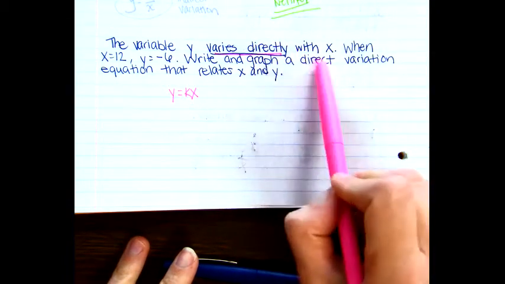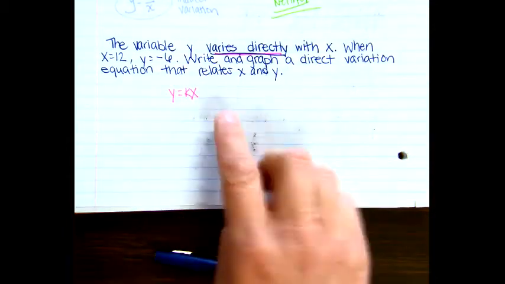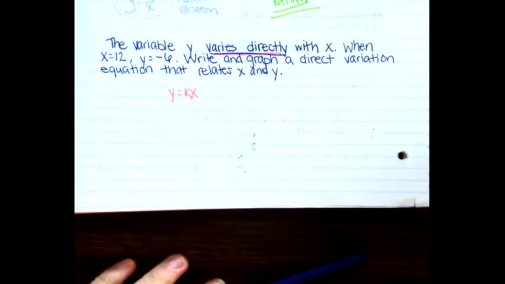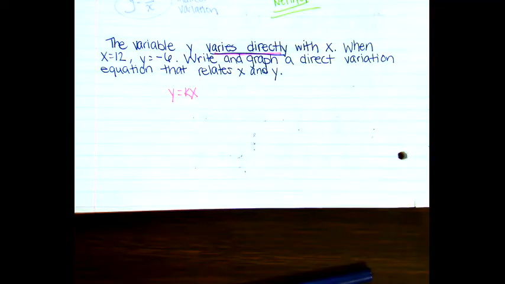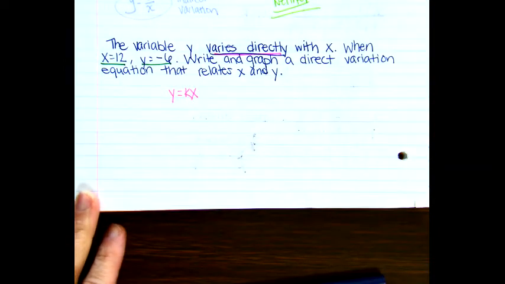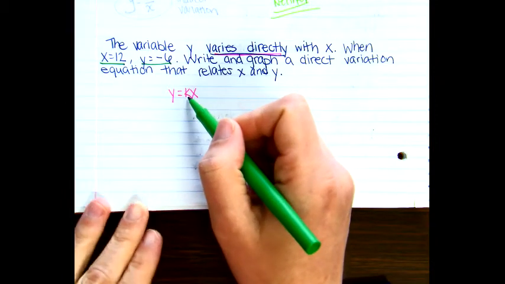So you see the word direct is in there twice, so we want to be using y equals kx here. We're relating x and y. What I can do, once I know the form it's supposed to take, I can take the pair that I'm given, x equals 12, y equals -6, put them into this basic form and solve for k.